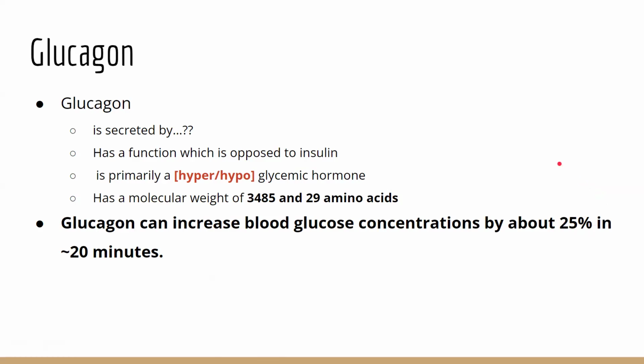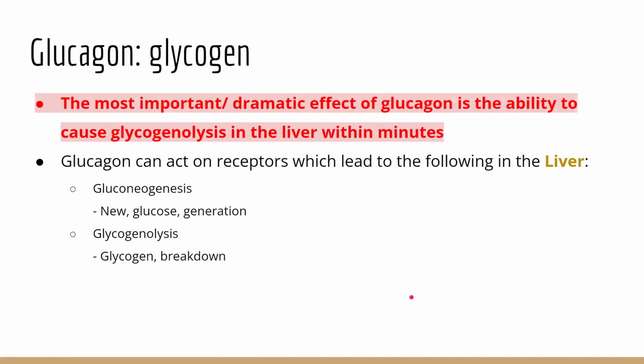Okay, there's nothing else to mention here. The most important or dramatic effect of glucagon is the ability to cause glycogenolysis in the liver within minutes. Sure, there's gluconeogenesis and so on, but glycogenolysis is really important for glucagon. Pretty sure there's a question on this, so please make sure to remember this: glycogenolysis, glycogen breakdown, in the liver. Also remember the organs and hormones, because there's some confusion about whether this happens in the liver, in muscles, or in the brain. So try to differentiate.